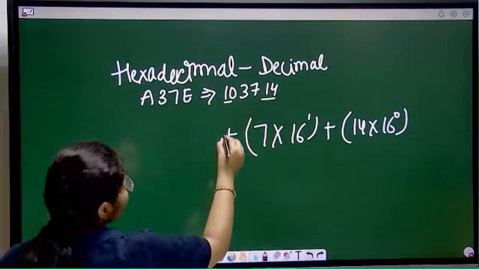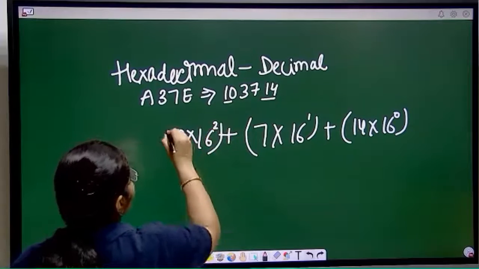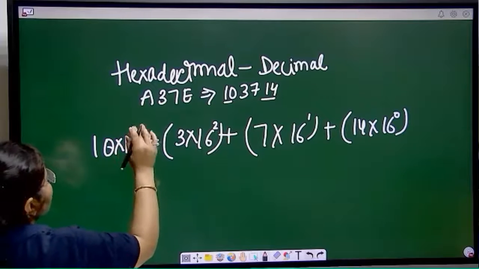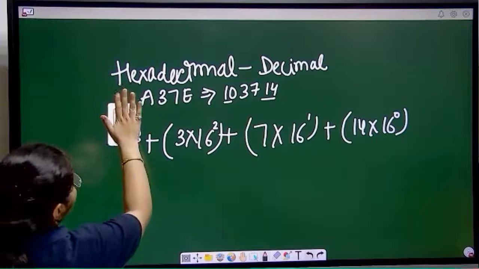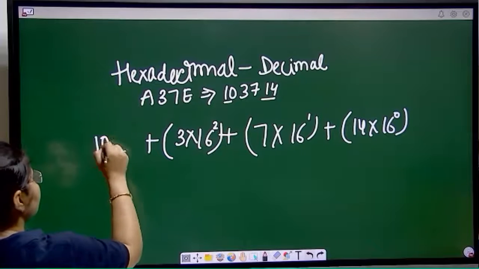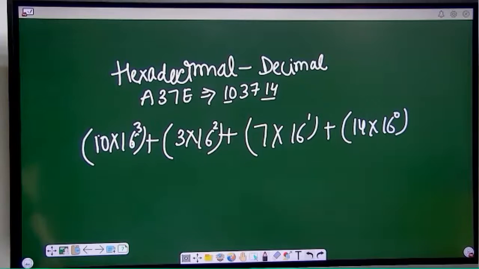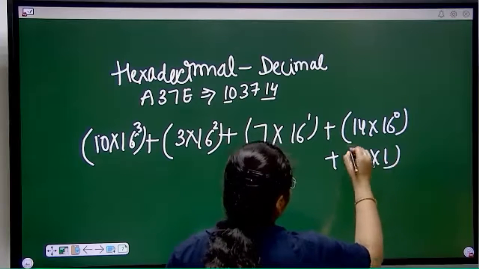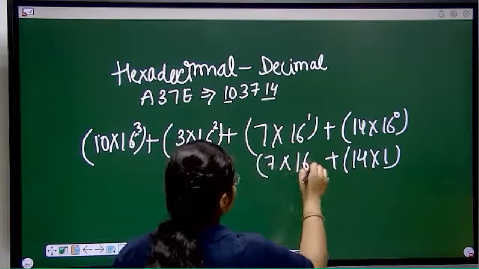A37E equal to 10 3 7 14. Okay. Now next we are having 3 into 16 power 2 and last we are having 10 into 16 power 3. Okay. So in this way we have to write. Now we will solve this one. Any number raised to power 0 will be 1. So we will write here 1. 16 raised to power 1 will be 16 only. So we will write 7 as it is.